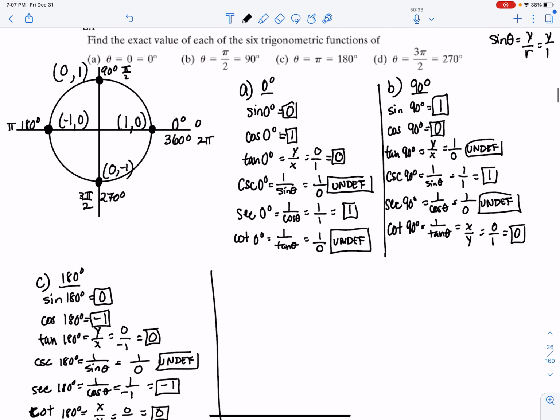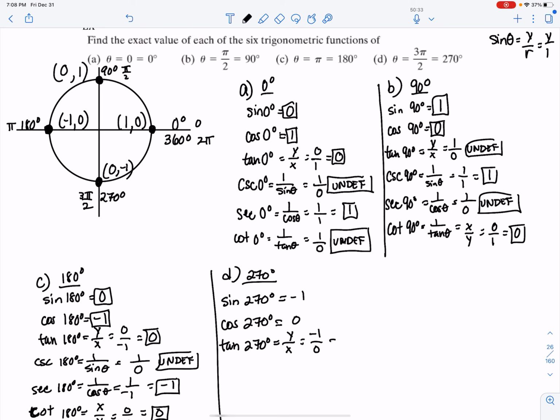And then part D asks us to find 3 pi over 2, or 270. So sine at 270, I have to look at 270 and read off my y value, which is negative 1. Cosine at 270, I have to read off my x value, which is 0. Tangent at 270, now I'm going to use that definition of y over x. So we have y, which is negative 1 over 0. That's undefined because I cannot divide by 0.